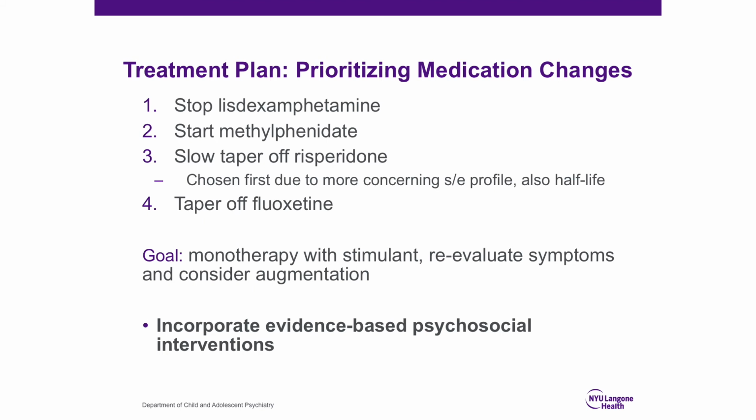So our plan was to stop lisdexamfetamine at the end of the week, start methylphenidate the following week, followed by a slow taper off of risperidone, which was chosen first due to its more concerning side effect profile, as well as its half-life. It would have taken a very long time to allow fluoxetine to clear the system and be certain that any effect from that had dissipated. And the last step was to taper off of fluoxetine. Our goal at this point was monotherapy with a stimulant, at which point we could reevaluate his symptoms and consider augmentation and incorporate evidence-based psychosocial interventions.